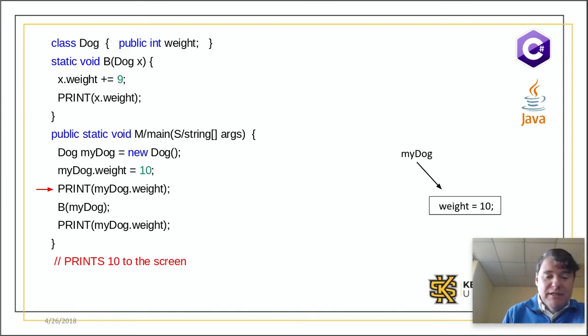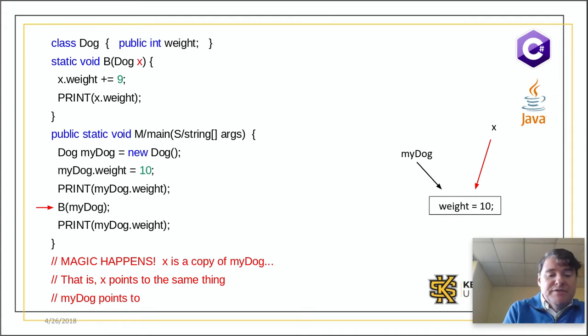Now we're going to do something a little bit more interesting. We are calling b, which is a method that we have right up here. B is being passed as an argument myDog, which is an object. It's not a primitive type. That's perfectly valid. Up here in my formal parameters, I say dog x. So I'm going to have a dog inside of b called x.